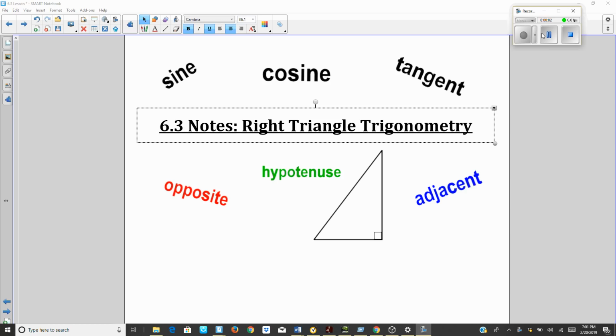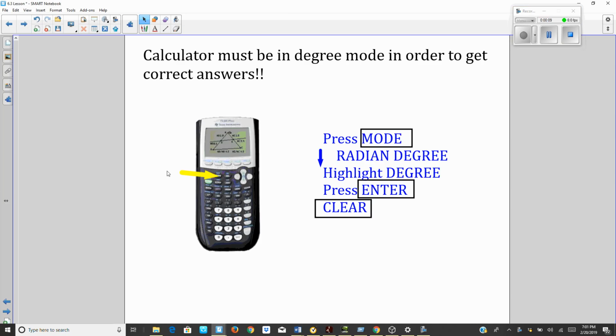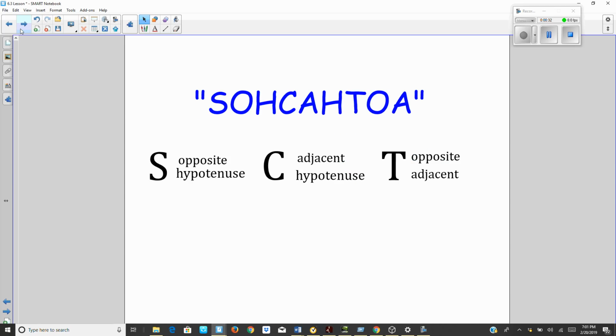All right, so these are the notes for the SOHCAHTOA review for right triangle trigonometry. First thing, guys, you need to do in your calculator is follow these steps. Press the mode button, and you need to highlight degree instead of radian. So all of these problems need to be done in degree mode. So follow these few steps, hit the clear button to go back to the main screen. Pause as you need to in this video if I'm going too fast here.